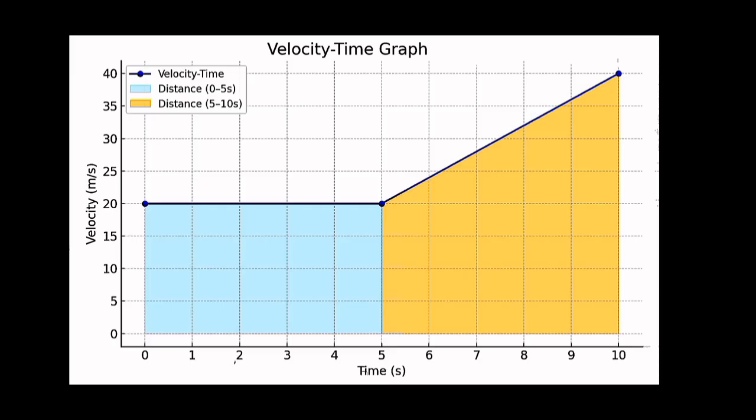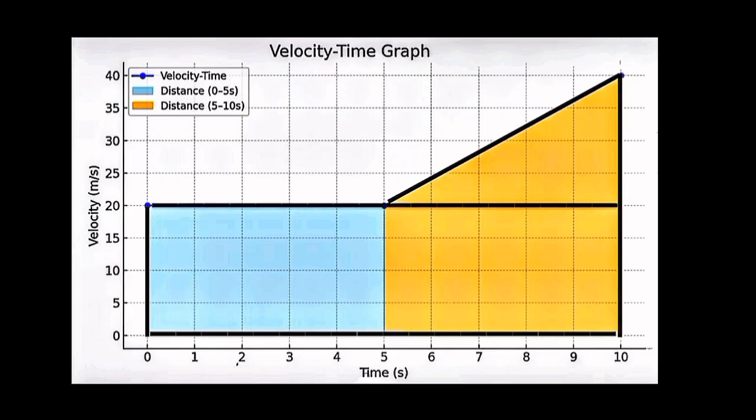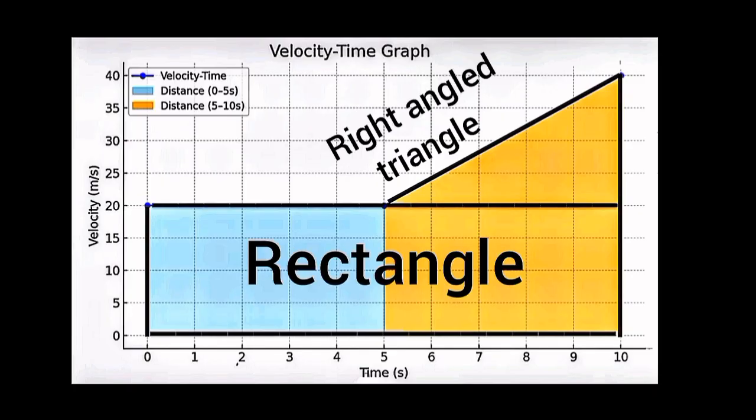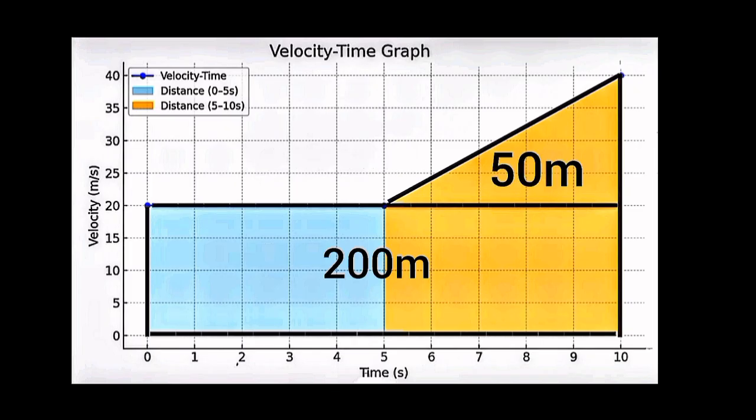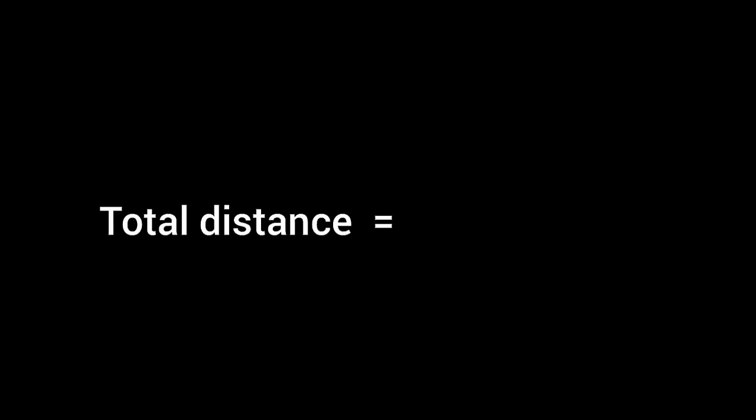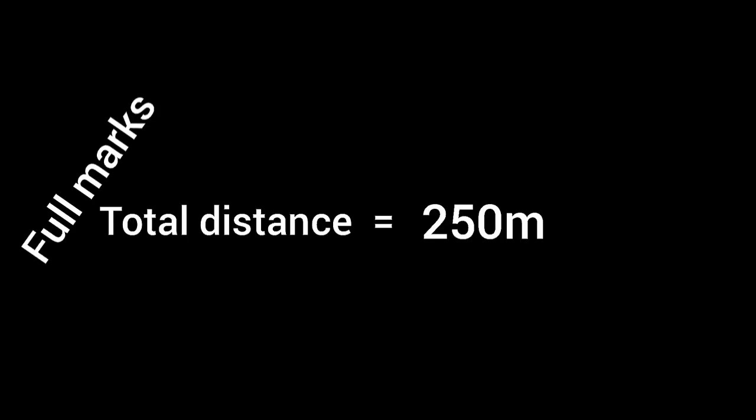Now to find the distance traveled, we will take the area of the shaded part, dividing this mess into two known figures. Now we see a rectangle, and a right-angled triangle. We got the area of the rectangle as 200 meters, and the area of the triangle, 50 meters. So total distance traveled equals 250 meters.